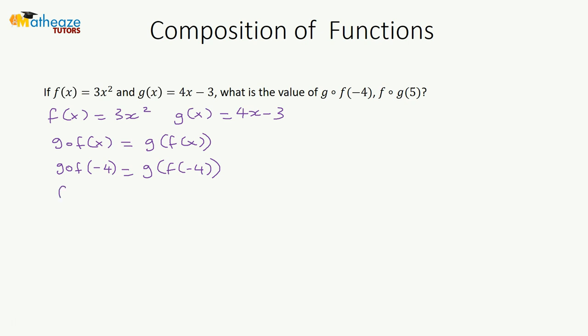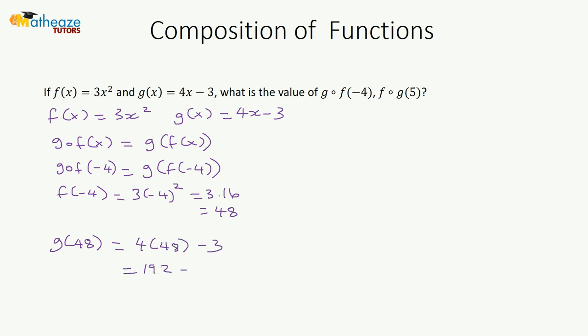So let's find f of negative 4 first. f of negative 4 is 3 times negative 4 squared, which is 3 times 16, which is 48. So now that becomes an input to the g of x function. So we now have g of 48 is going to be equal to 4 times 48 minus 3, which is 192 minus 3, and that should give you 189.